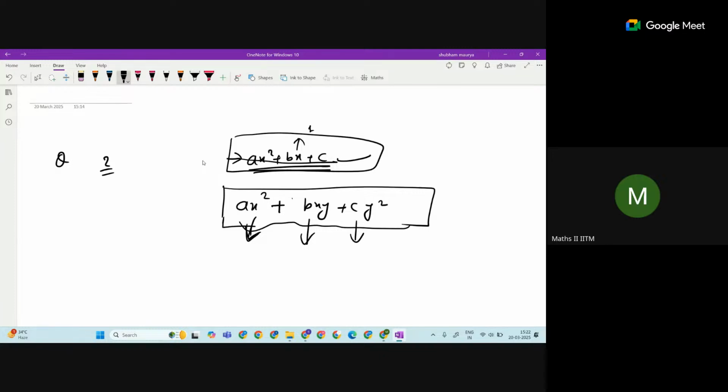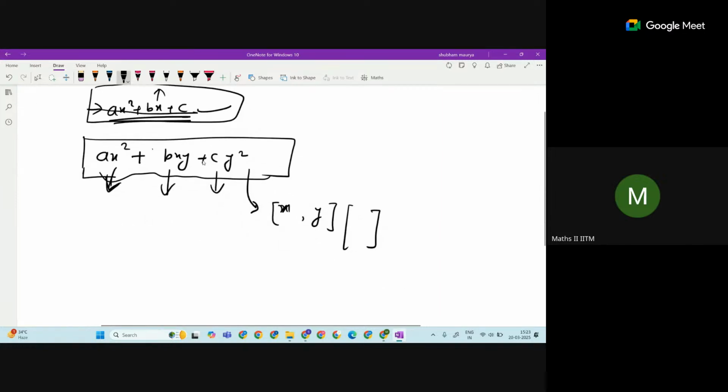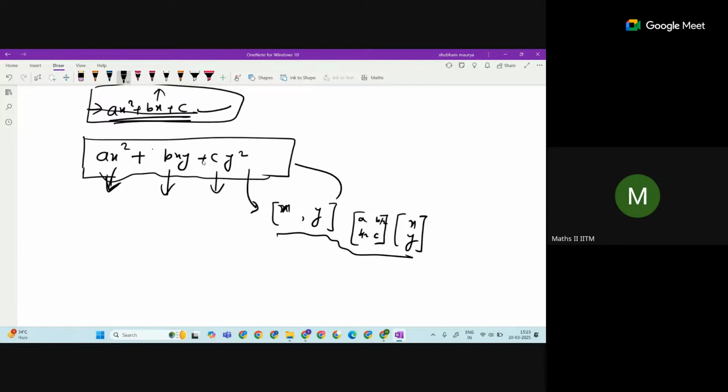In a more general form we can think of this as related to a matrix. We can relate this to a matrix where we can think like this: row vector x and y, then the matrix, and then the vector x and y, where the entries are going to be a, b by 2, b by 2, c. If you multiply these three matrices, you'll get this form.